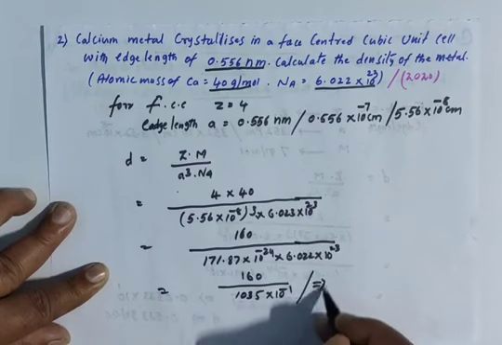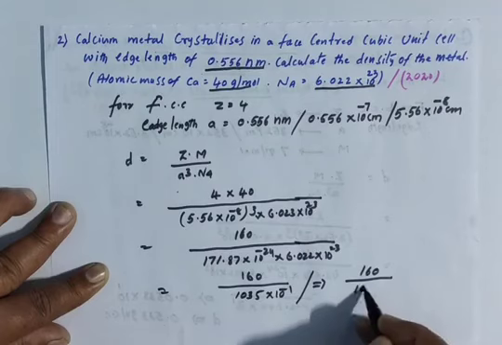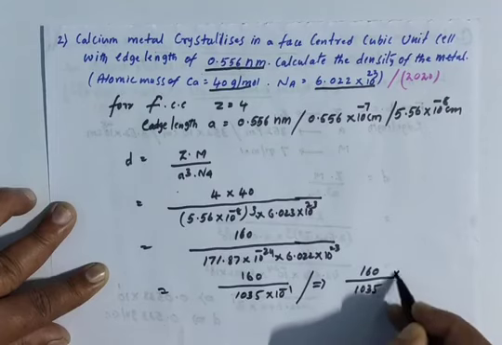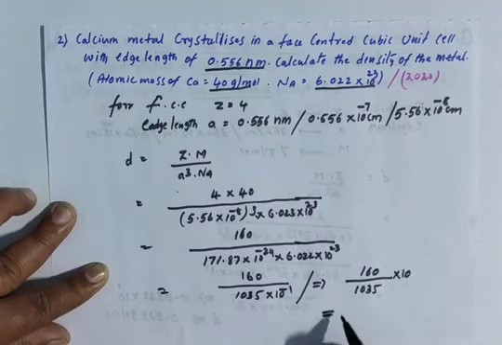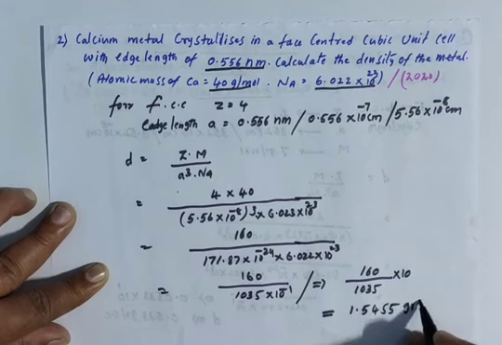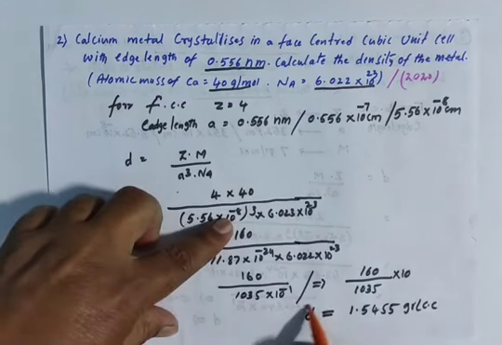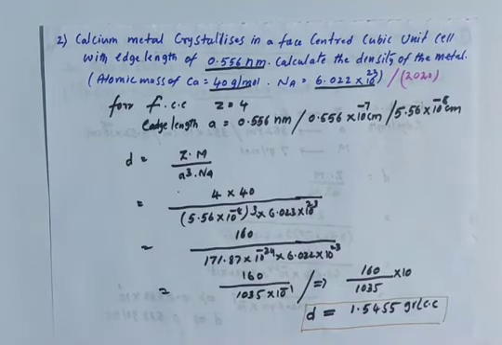Some simplification, you are getting 160 upon 1035 into 10. That is equal to 1.5455 gram per centimeter cubed. So the density derived is 1.5455, and this is the density for the calcium problem which was given.